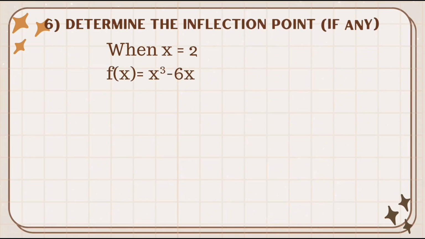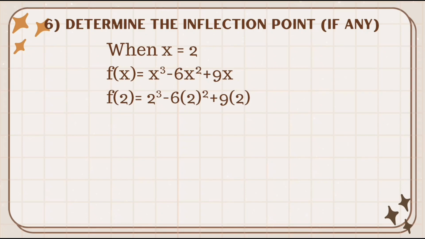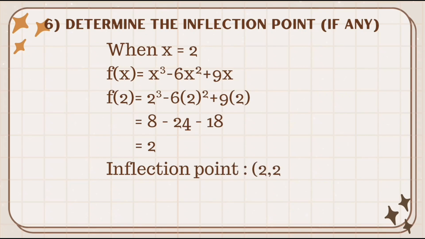Number 6. Determine the inflection point, if any. When x equals 2, the equation is f(x) equals x cubed minus 6x squared plus 9x. So we substitute 2 into x and then solve it, and the answer is 2. So the inflection point is (2, 2).